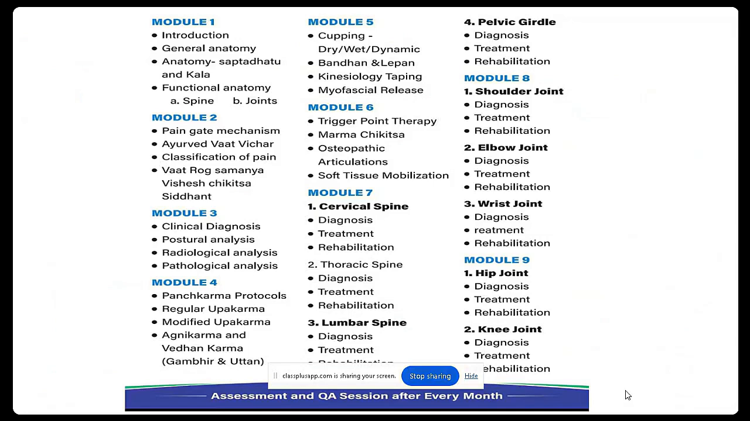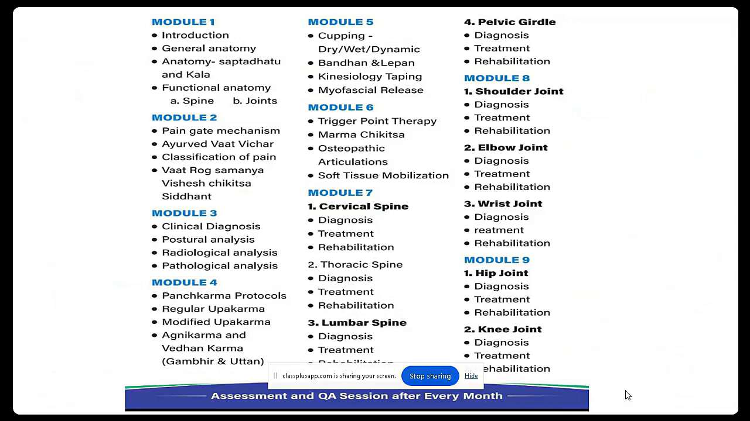In the module 2 we are going to see what is the pain, how the pain mechanism happens in our body, how a patient perceives the pain, and how the body reacts to the pain. Then the classification of the pains which is going to help us in our practice. Then the Vat Rog Samanya Vishay Chikitsa, that Chikitsa Siddhant, which we are going to elaborate, and which we are going to correlate and synchronize with the modern way of pain management. Then in the module 3, we are going to see the clinical diagnosis, the postural analysis, radiological analysis, and the pathological analysis. Each module will have at least 4 to 5 lectures.